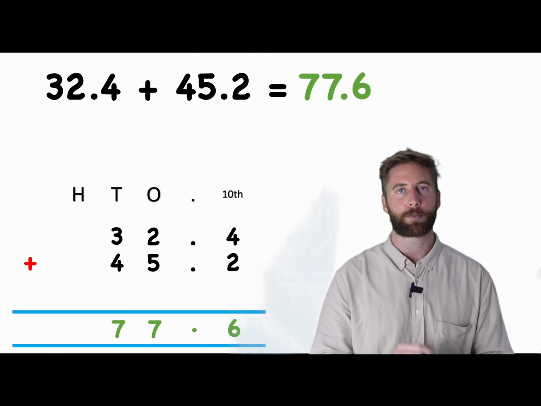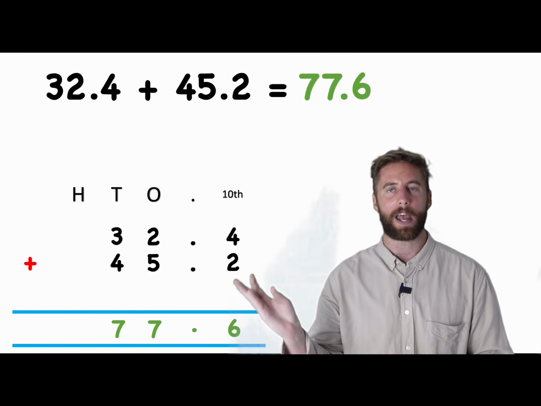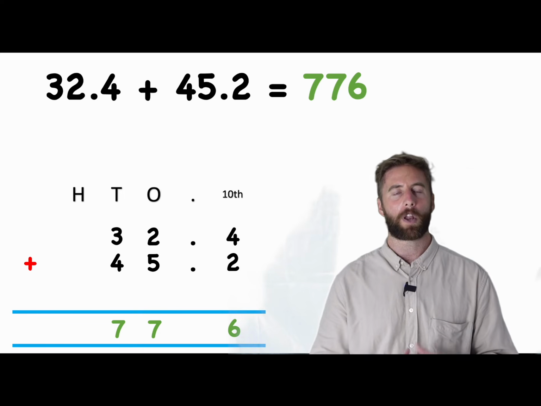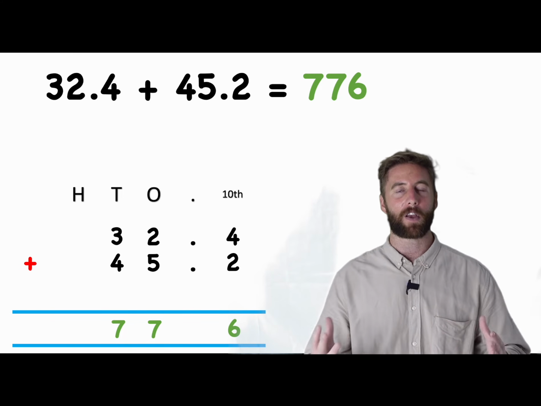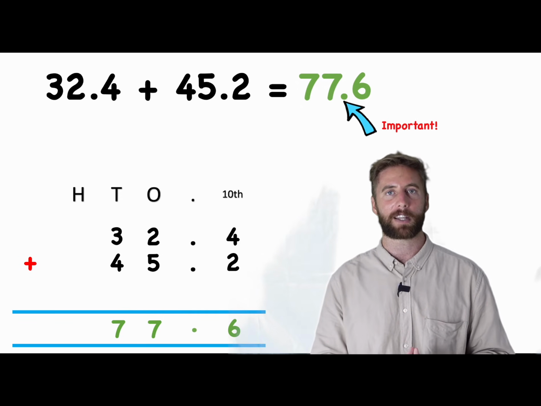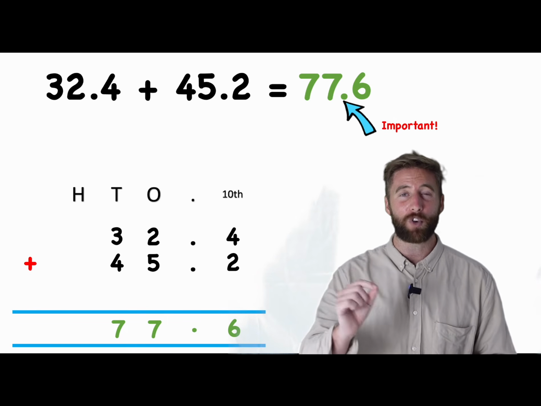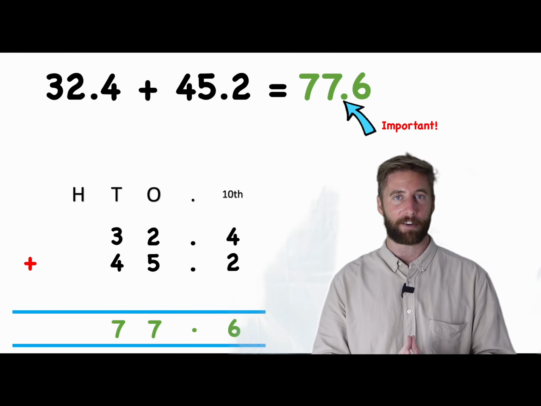Let's imagine we forgot to put that point in there, the decimal point. Let's take it away. What's my answer now? Well, it looks a lot like 776, which is way bigger than the correct answer of 77.6. So that decimal is really, really important and something we must not ever forget.